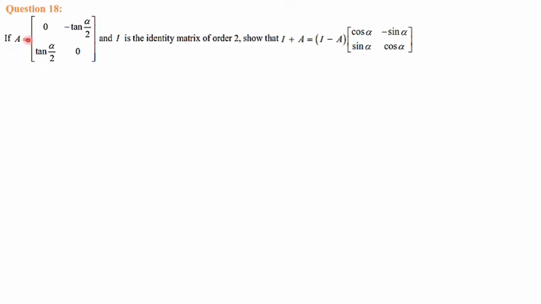Next we shall discuss question number 18. The question is, if A is equal to the matrix 0, minus tan alpha by 2, tan alpha by 2, 0, and I is the identity matrix of order 2, show that I plus A is equal to I minus A into the matrix cos alpha, minus sin alpha, sin alpha, cos alpha.